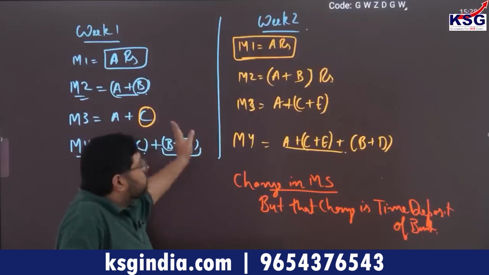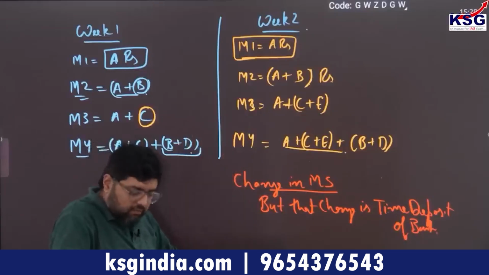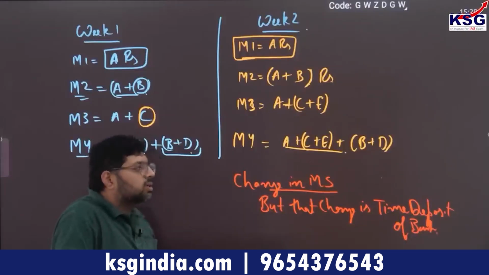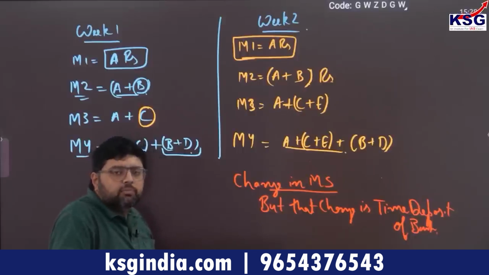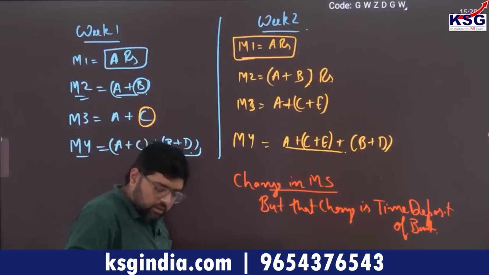Okay, so this is the logic that you have to remember with respect to this. If you remember this concept, automatically you remember what is M1, M2, M3, M4. Okay, now moving further.